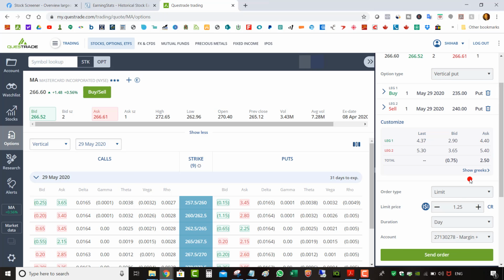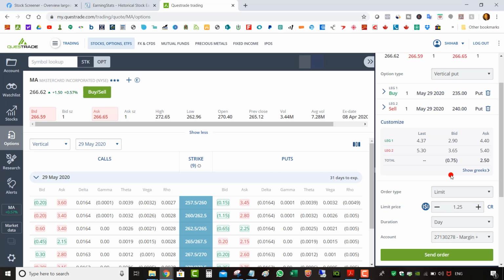Because as we stand right now, if I collect $1.25 from this trade, my max loss is $3.75, which is $375. I don't have to accept that. I could, because the $375 max loss will occur only if on May 29th, MasterCard is below 235. So I still have time to manage the trade, collect some credits from the call side to avoid the max loss of 375. So by the time expiry of May 29 comes, I could have a max loss of only $100 instead. But that's the worst case scenario.